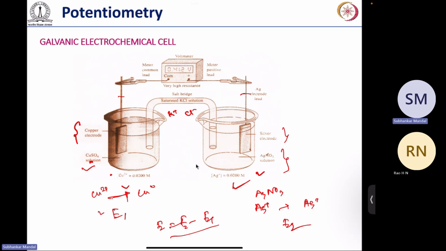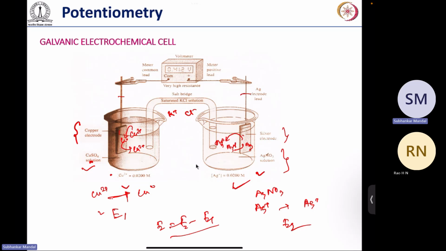So when you dip the copper electrode in the solution, what will happen? The copper is going to Cu2+, and Cu2+ will go to copper. So at the electrode-electrolyte interface, some equilibrium will be maintained. And in the other case, Ag+ will go to Ag, and from the electrode Ag is going to Ag+. So that kind of equilibrium will be maintained. Okay, so now these things are there.